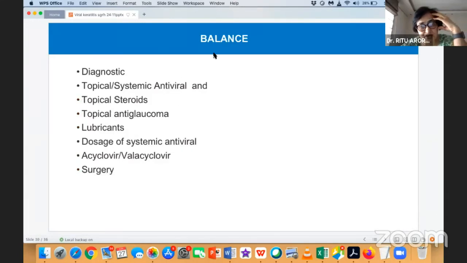Ultimately, we need to have a balance when we make a diagnosis of what layer is affected, balance as far as whether topical or systemic antiviral is to be used, and balance when topical steroids are to be used. Some cases of herpetic uveitis present with simple glaucoma, and you just need an anti-glaucoma agent, lubricants, a dosage of systemic antiviral, and acyclovir or valacyclovir in surgery. So a balance of all these things can lead to a very, very successful and happy patient. Thank you very much.